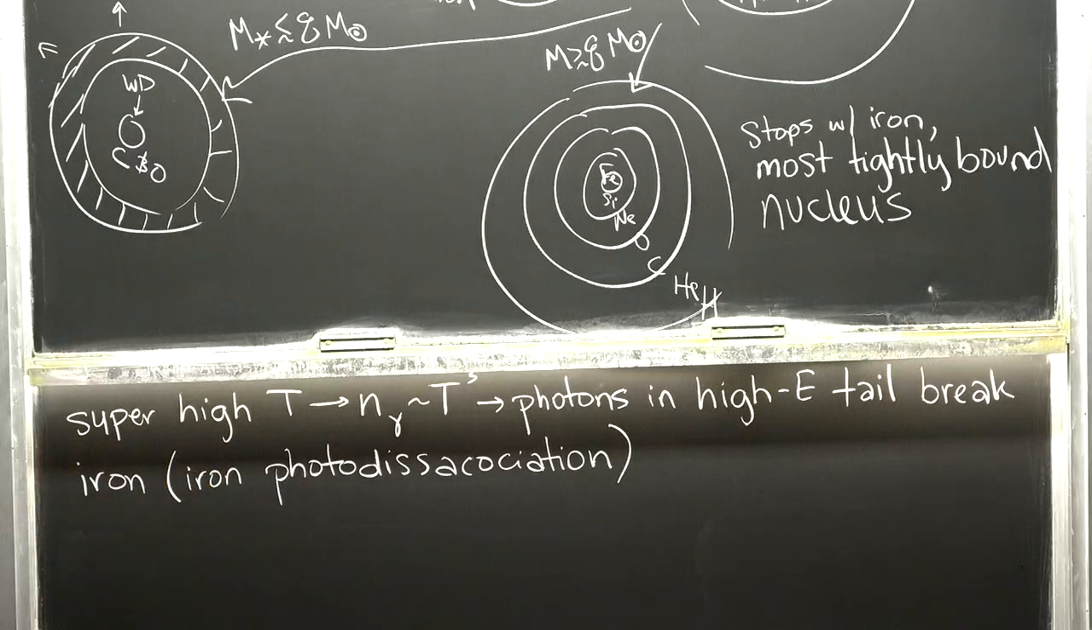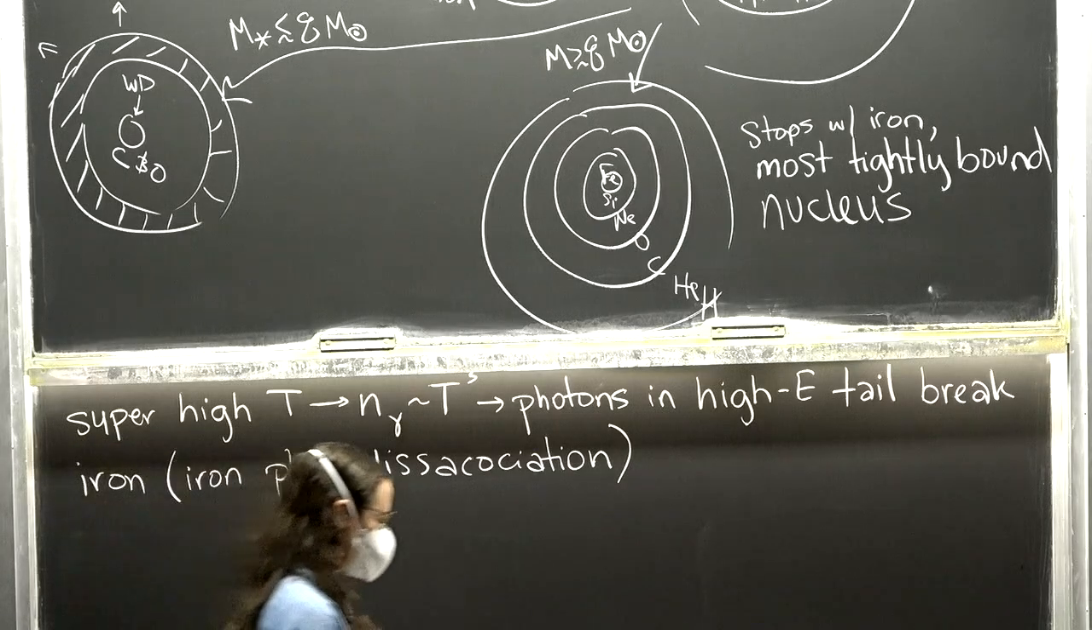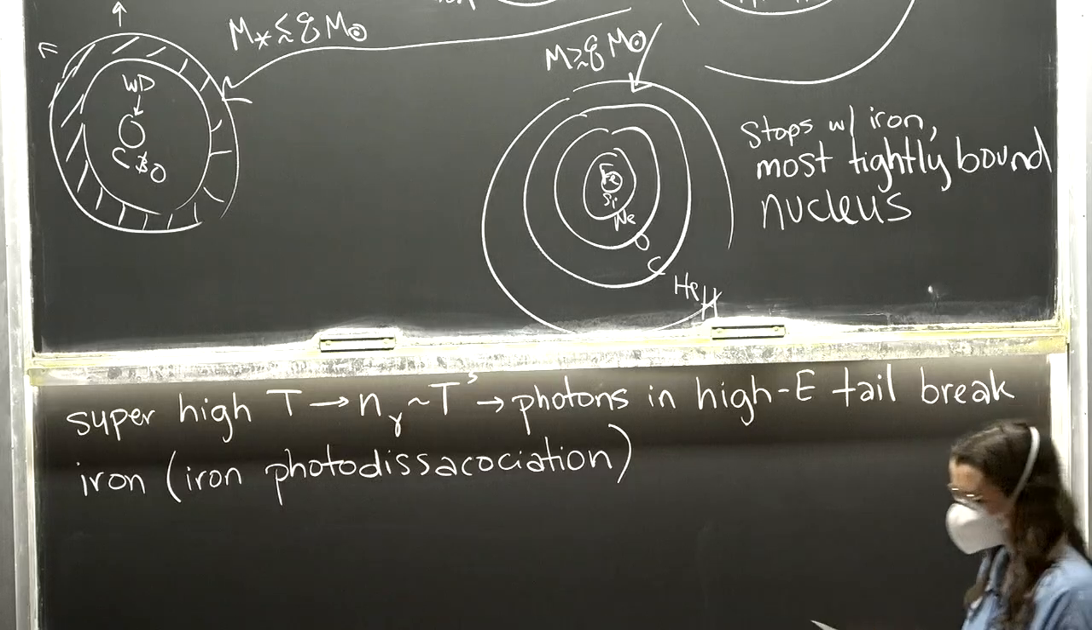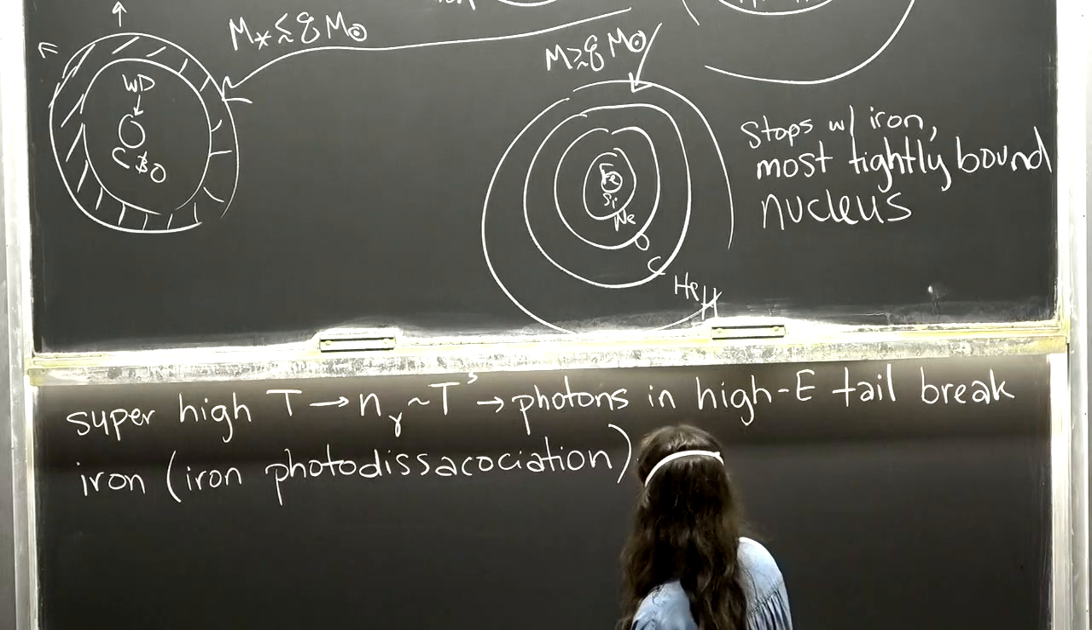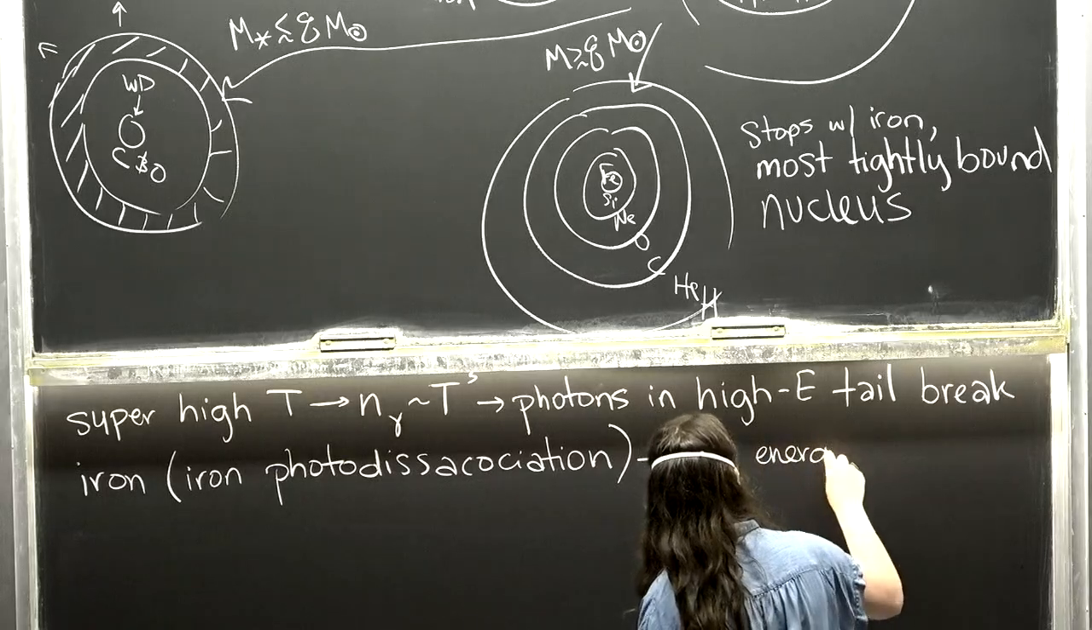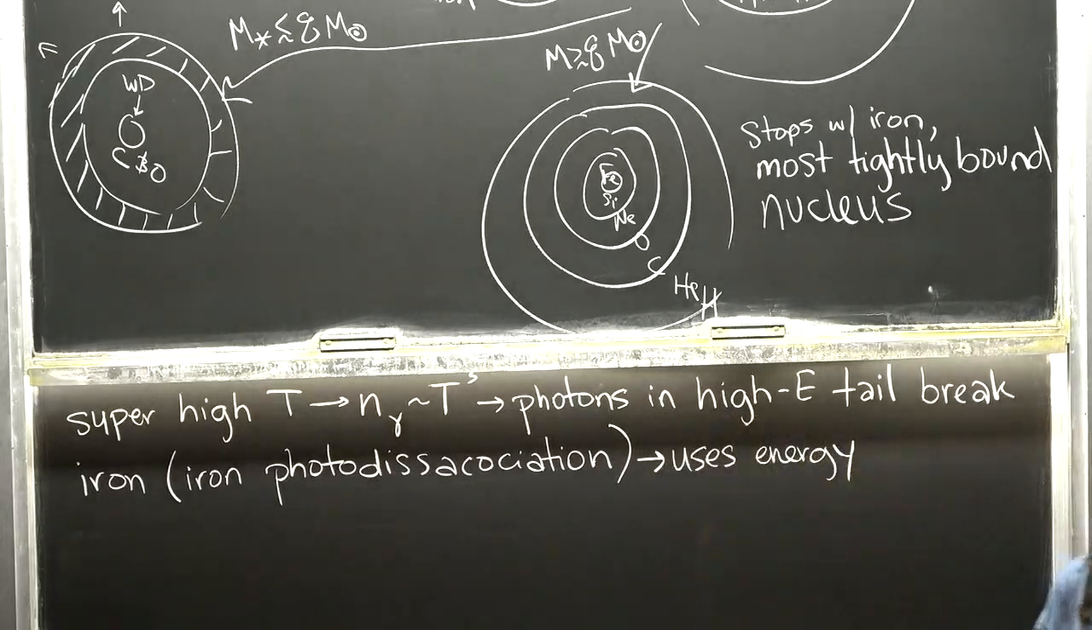Okay, so this is iron photodissociation. And as I just said, it actually takes energy to break apart iron. So what that does is that uses energy. So it uses energy that would otherwise potentially be used to kind of hold the thing up against the force of gravity. All right.